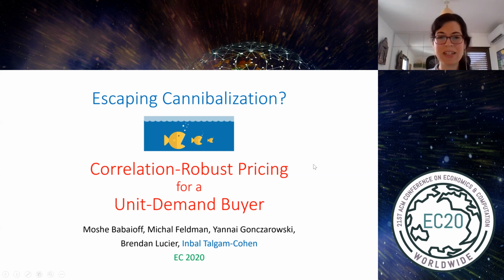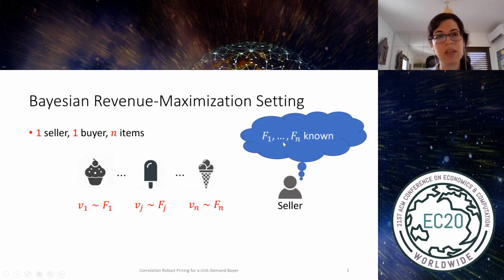Okay, thanks very much. This is joint work with Moshe Babaioff, Michal Feldman, Yannai Gonczarowski, and Brendan Lucier. So let me start with the basic but fundamental Bayesian revenue maximization setting. We have one seller and one buyer, and we have n items for sale. The values of the buyer for the items are distributed according to distributions f sub 1 to f sub n.